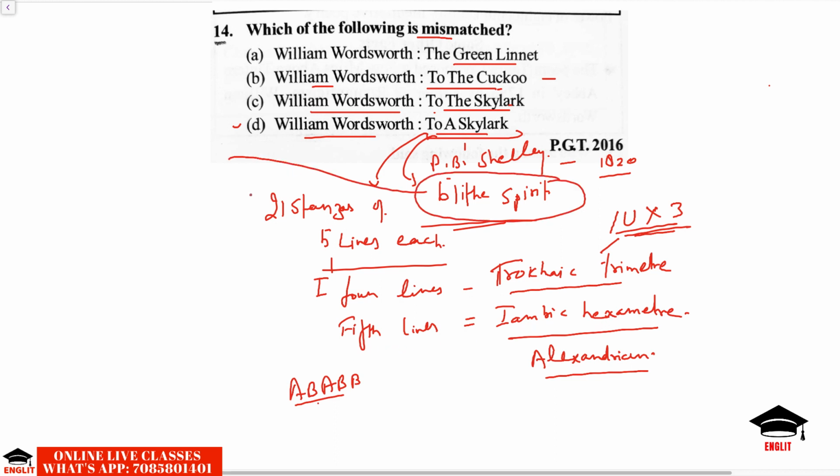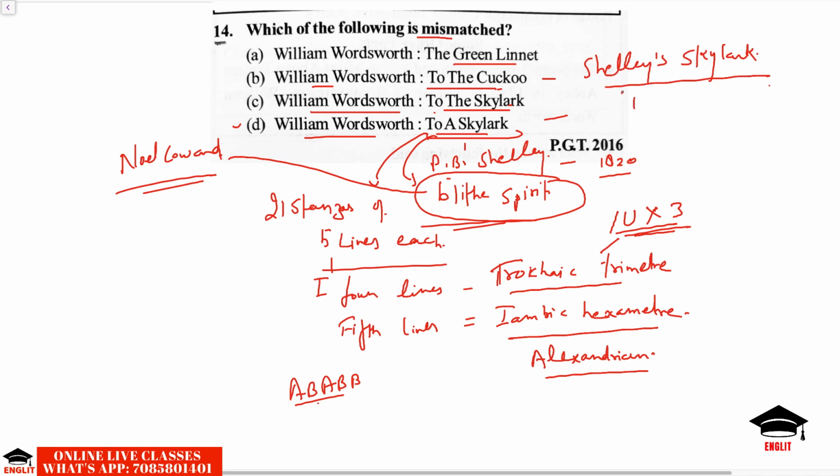Blithe Spirit is also the title of the novel by Noel Coward. It has been taken from this poem of P.B. Shelley, Ode to the Skylark. The poem Shelley's Skylark was composed by Thomas Hardy. So there is a separate poem, Shelley's Skylark, composed by Thomas Hardy.